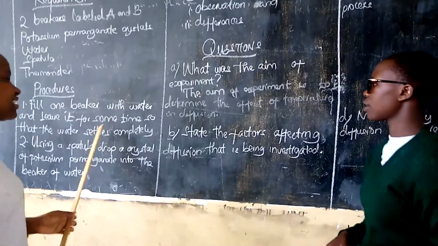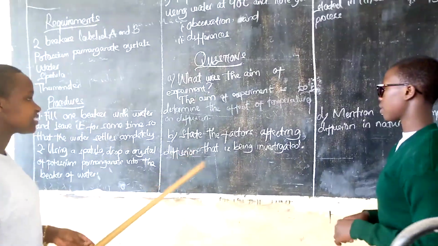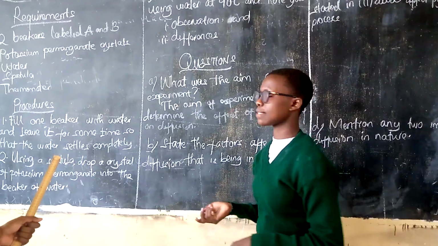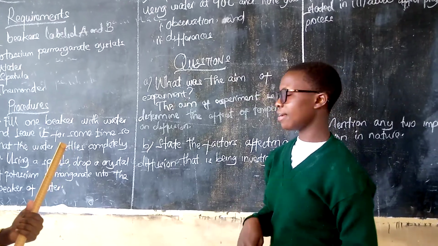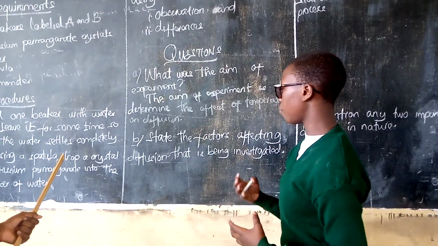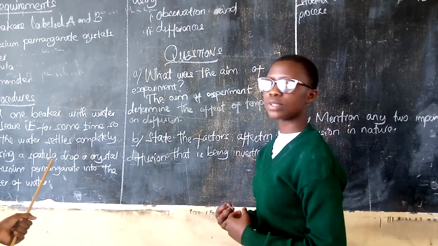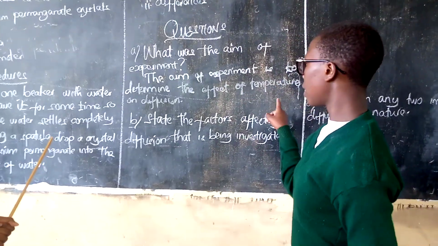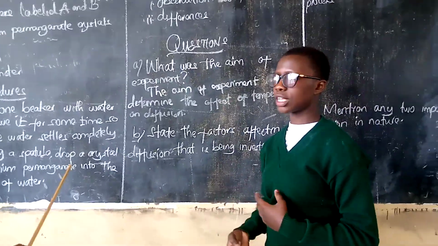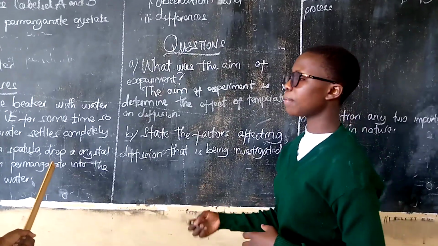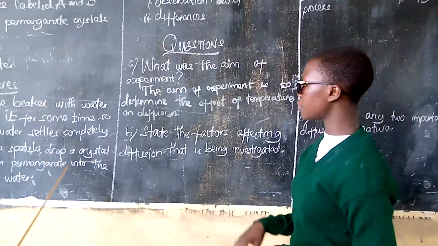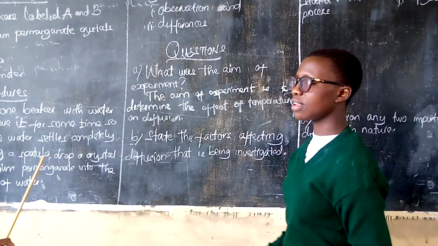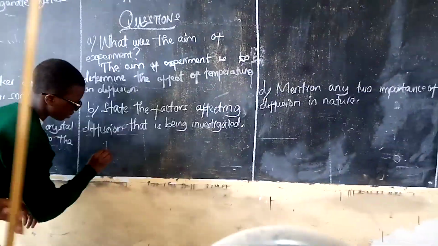Question number B states the factors affecting the diffusion that is being investigated. Diffusion is a process that is affected by a large number of factors. But according to this experiment, the factor that has affected diffusion is temperature, because there are other factors like concentration and surface area, but this experiment was specifically to determine the effect of temperature on diffusion. So the factor that affects diffusion that has been investigated is temperature.